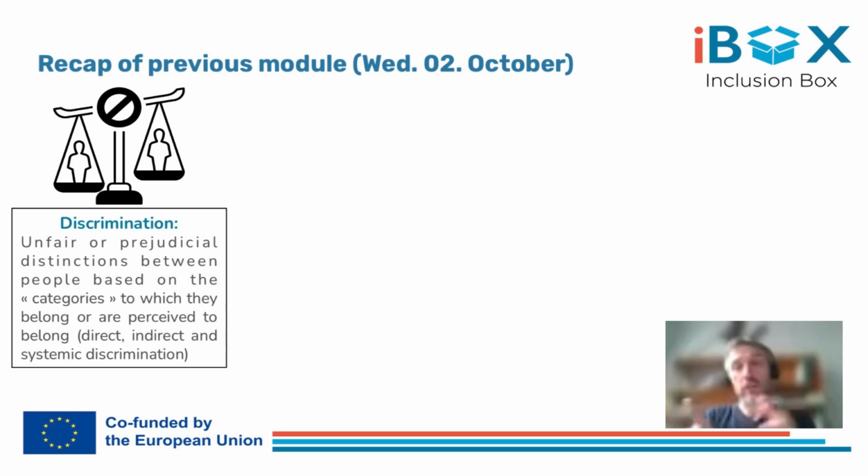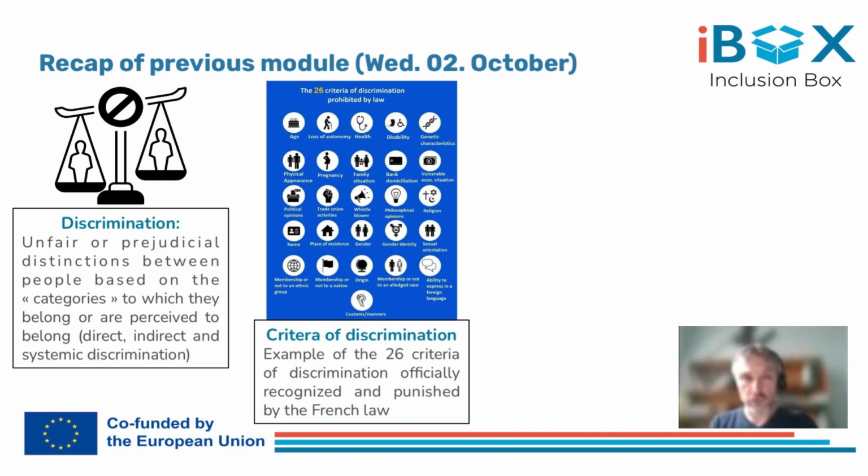We bridged to the thematic of discrimination that comes along with diversity, mostly, unfortunately. So discrimination is the unfair or prejudicial distinction between people based on their characteristics or the categories they belong to, be it factually or supposedly. And we also talked about the different forms of discrimination, the three main forms being direct, indirect, and systemic. So we have it detailed, and you can find the slides of last module, of course, where we detail those. And talking about discrimination, we took the example of France, and the 26 criteria or grounds for discrimination that are officially recognized and punished by the law in France.